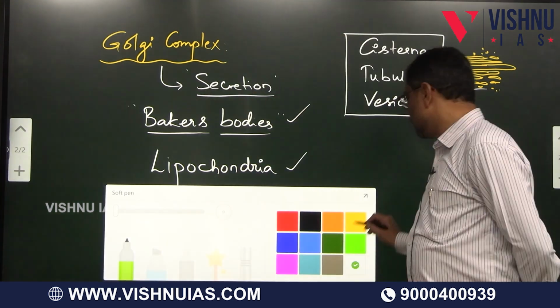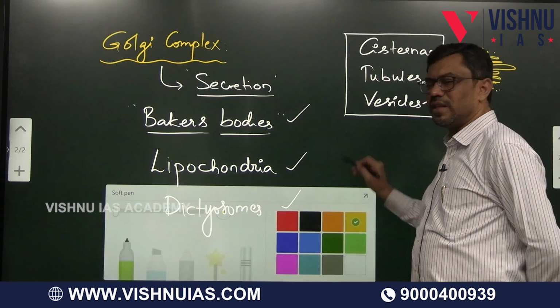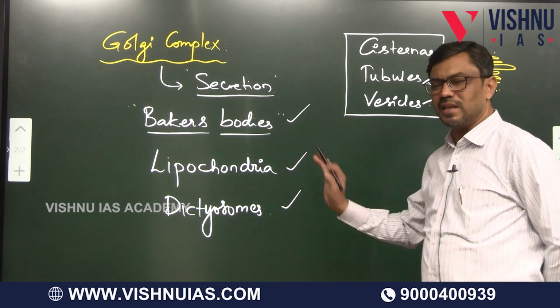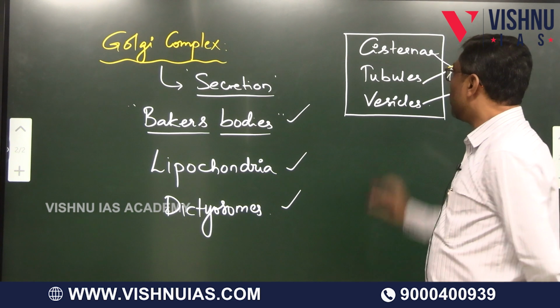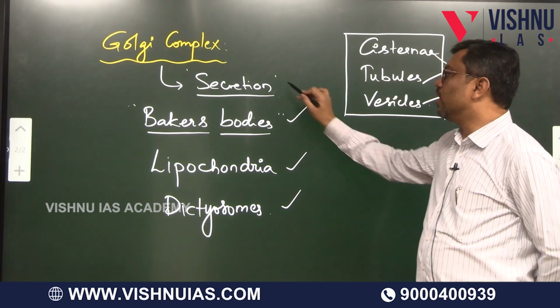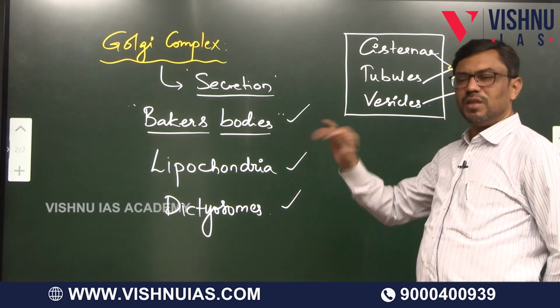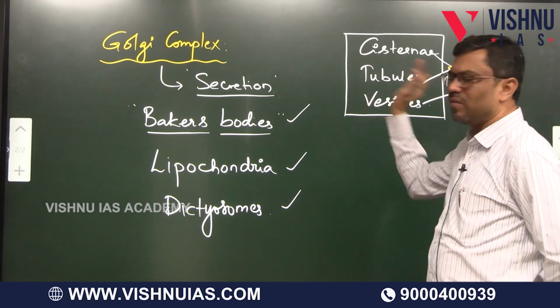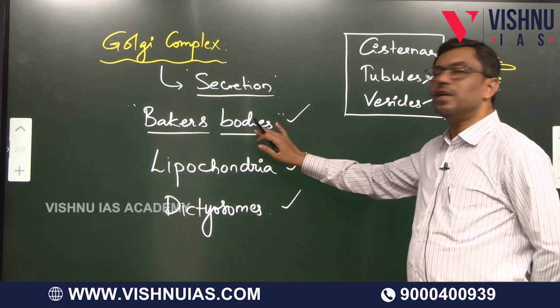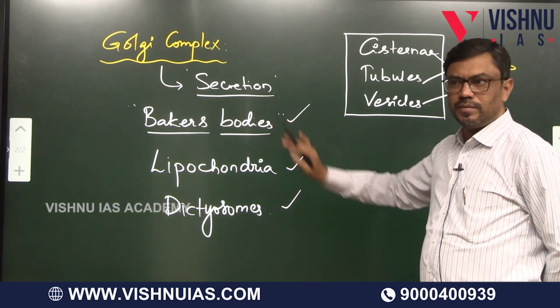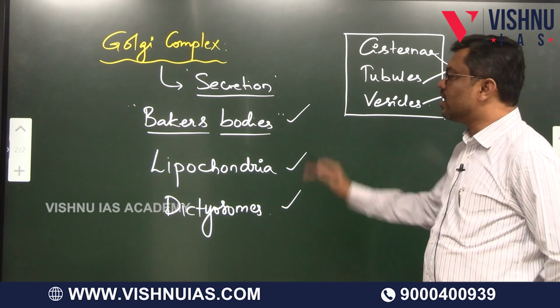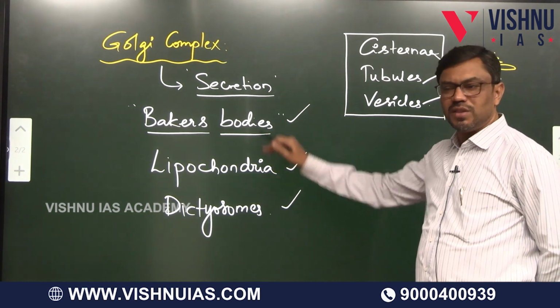Other names of this Golgi complex, that's enough. Just to remember the terminology. Those three are the parts of the Golgi complex. Function is secretion. Secretion means it releases some chemical substances which are involved in the protein synthesis. Don't go in depth of that one, that's enough. Baker's bodies, lipochondria and dictyosomes, these are the other names.